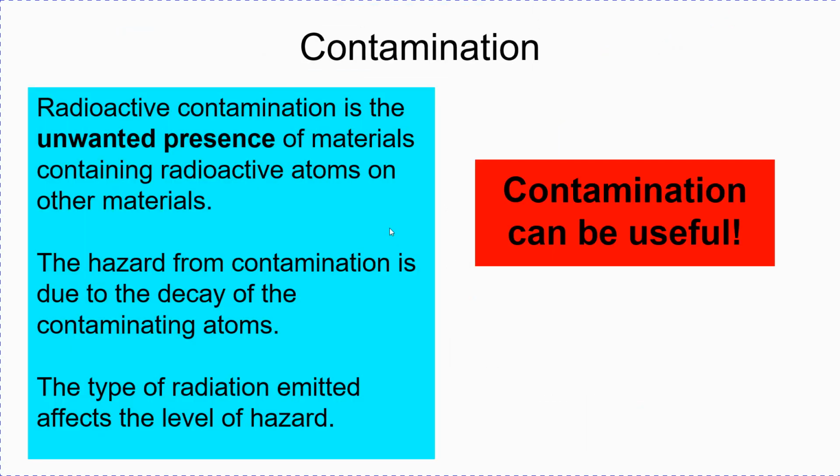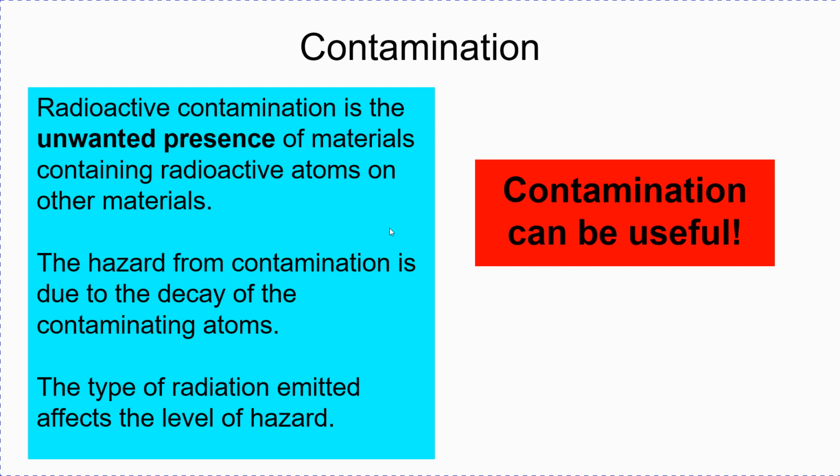Right, okay, so there are two different ways that radioactivity can be hazardous. The first way is contamination. Contamination is the presence of materials that contain radioactive atoms on something else. The problem with this is that the decay of the atoms can cause what we call ionization. Remember that some of this radioactivity can knock an electron out of the shell of an atom and turn it into an ion, which is potentially hazardous.